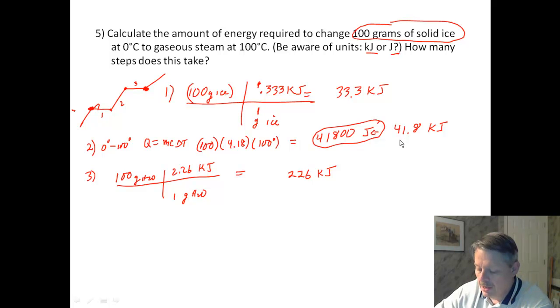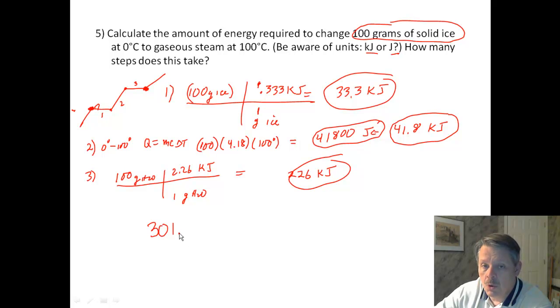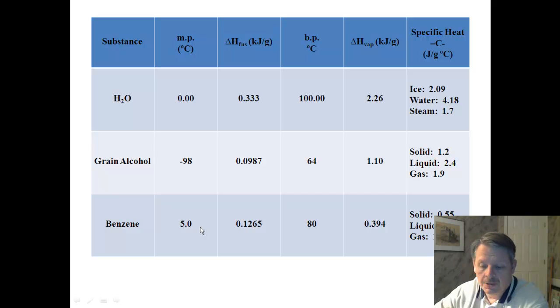Okay. Now what I have to do is add all these three things up. I add up the 33.3, the 41.8 because that's now in kilojoules, and the 226. When I add them all up, I get 301.1 kilojoules. That's a lot of heat. All right, let's try our next one.